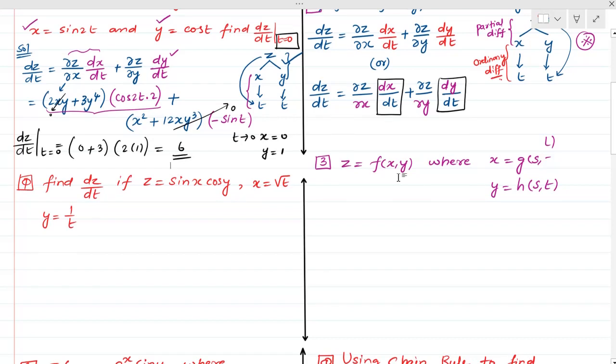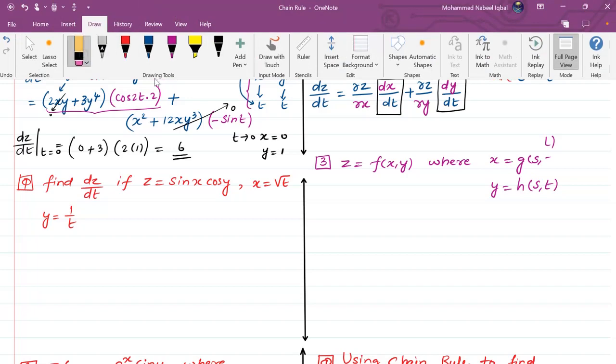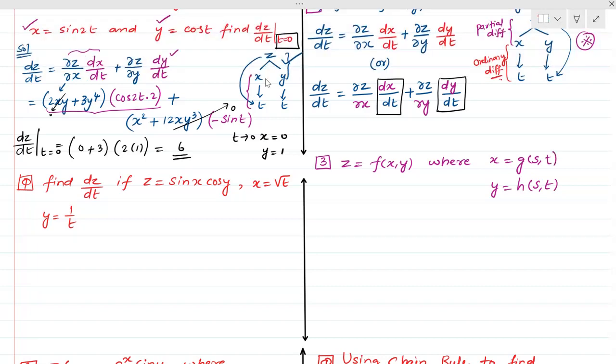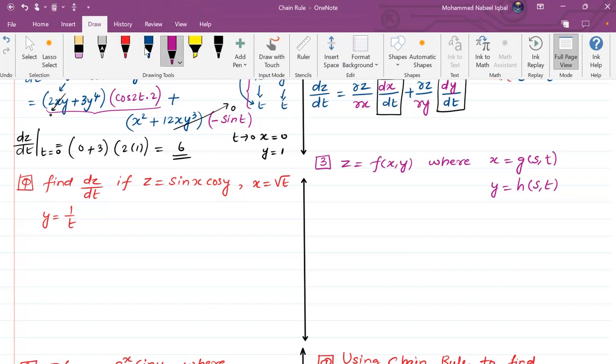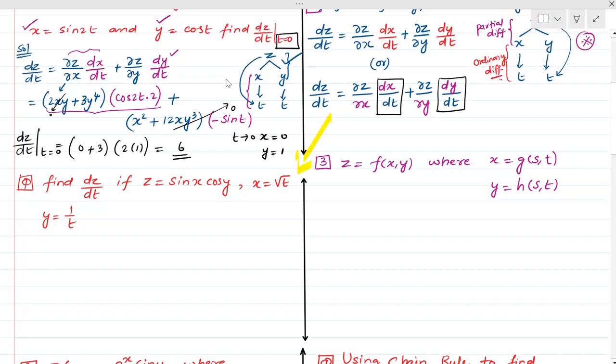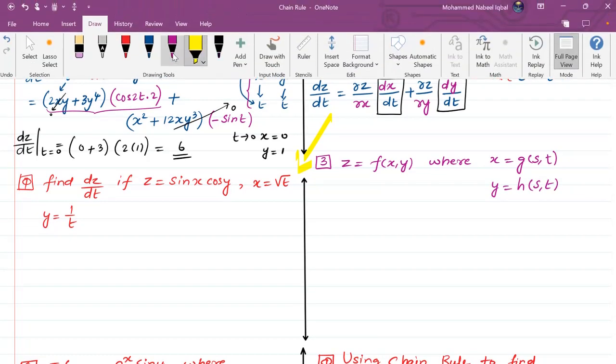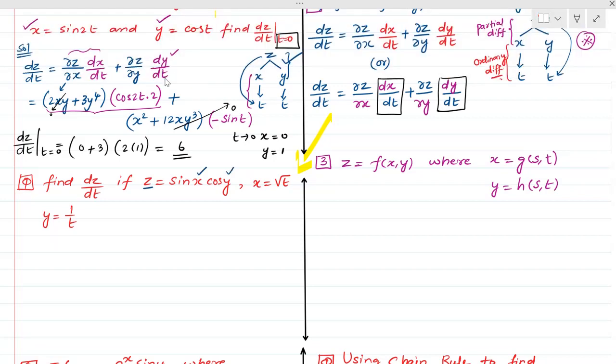Next one. Here we will have the same thing, the same model. So write the function first. If you write the function, you will never forget about this one. z is a function of x and y, and x and y are functions of t. So I will calculate the same thing.